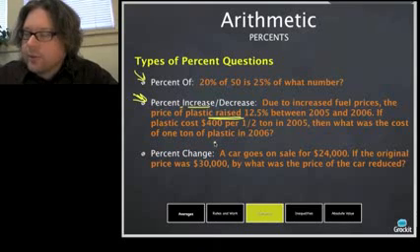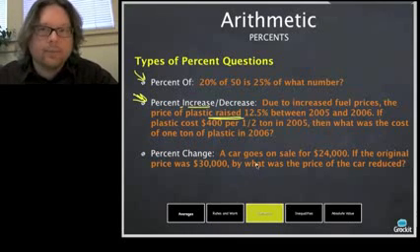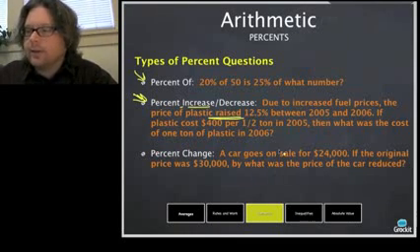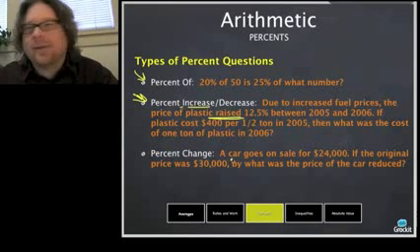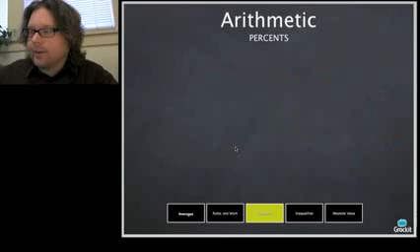A car goes on sale for $24,000. If the original price was $30,000, by what was the price of the car reduced? And it's by what percent? Okay, because it's percent change. We already know it was reduced by $6,000. So, yeah. All right, so let's talk about these in more depth.